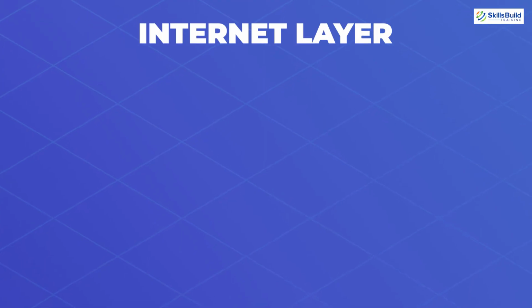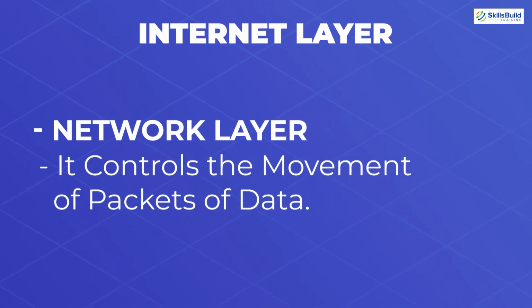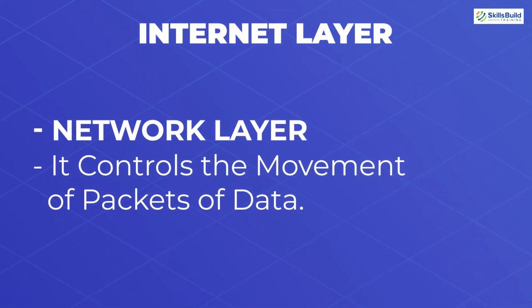The next layer which TCP/IP uses is the internet layer. It is known as the network layer if we talk in terms of the OSI model. It is responsible for controlling the movement of packets of data in the network.